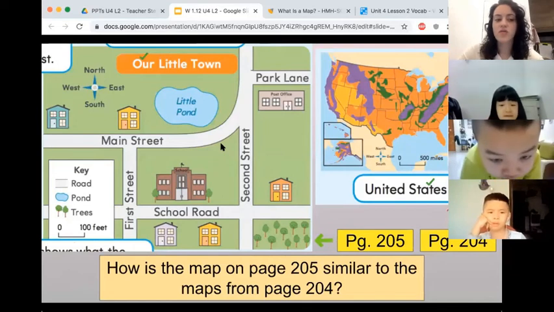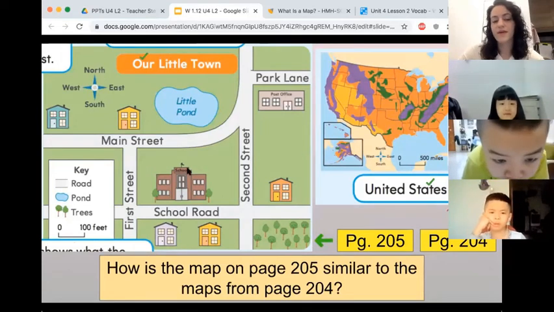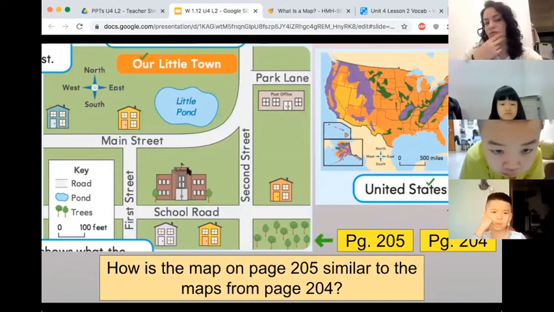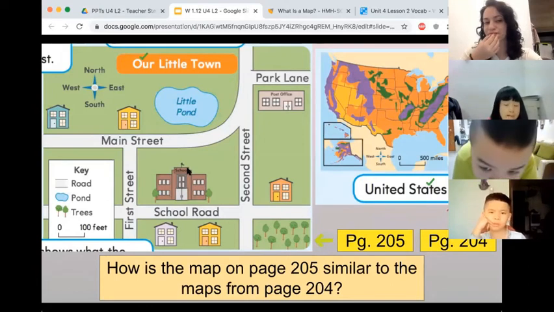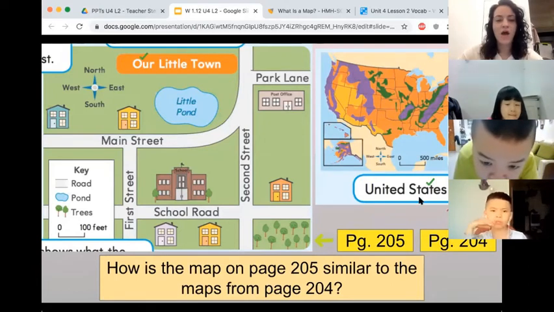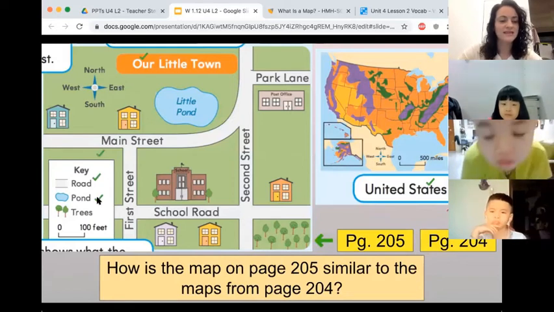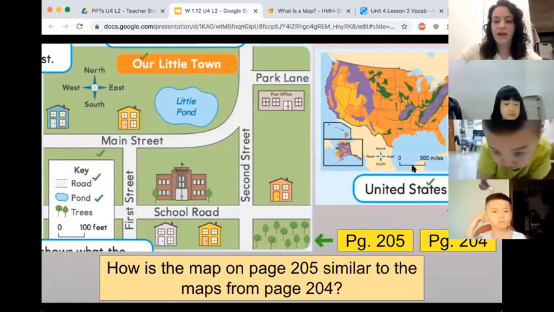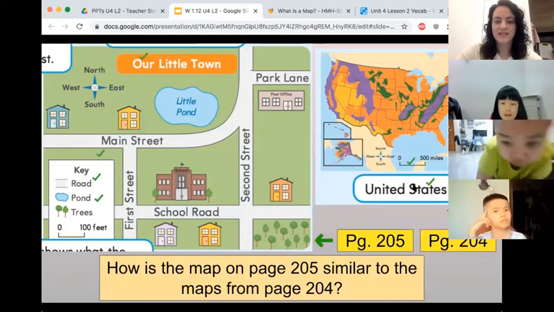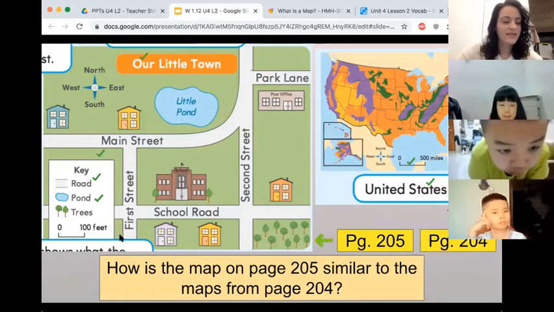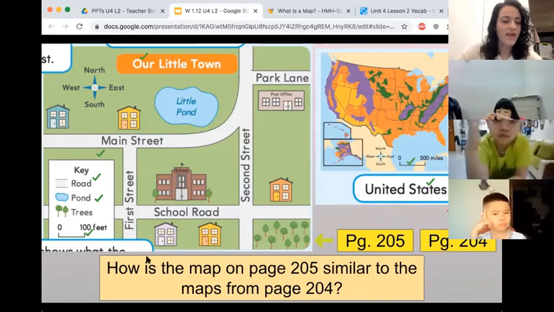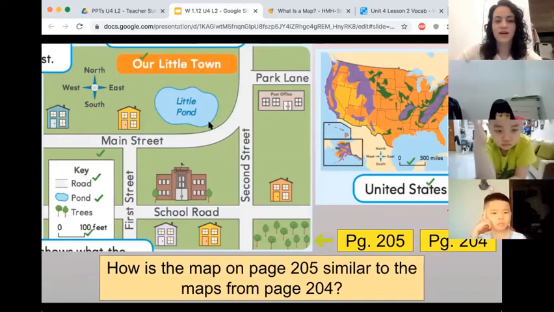Actually, it's not showing where the city is, so I think this could be physical or political. That one's hard to decide. Okay, yes, they both have map titles. They both have map keys. And our new one, they both have distance. Here's the distance on the first map. The distance for the second map is on the key. There's one more. You can find it.